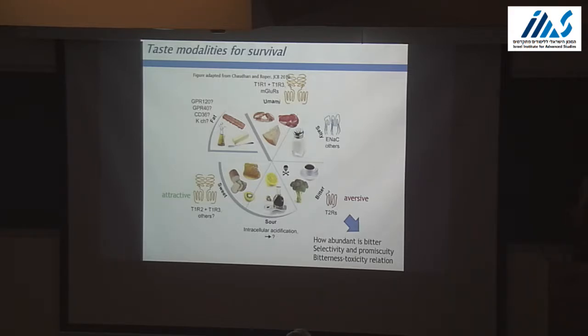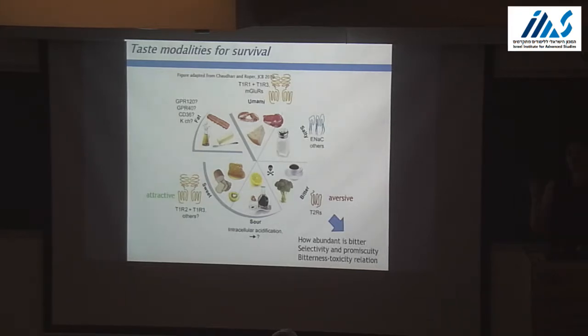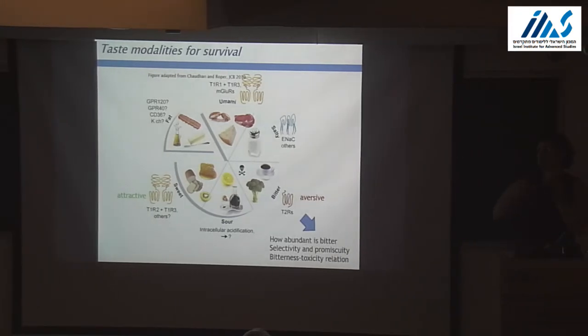And also because the bitter taste receptors, which are GPCRs, come in subtypes, in several families. So it is interesting to understand the interplay between the numerous receptors, the numerous ligands, how the selectivity and promiscuity work, and what they mean. Why are they important? And I also want to address the toxicity-bitterness relation that Charles introduced yesterday.